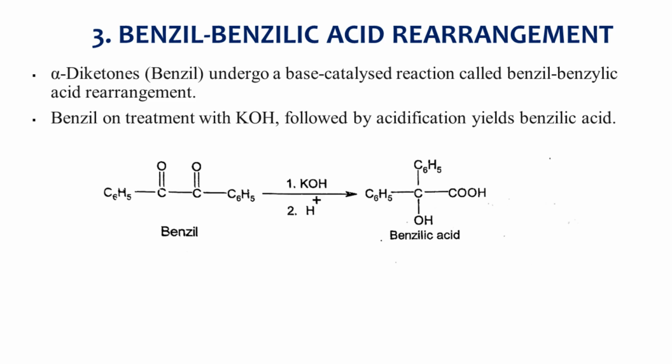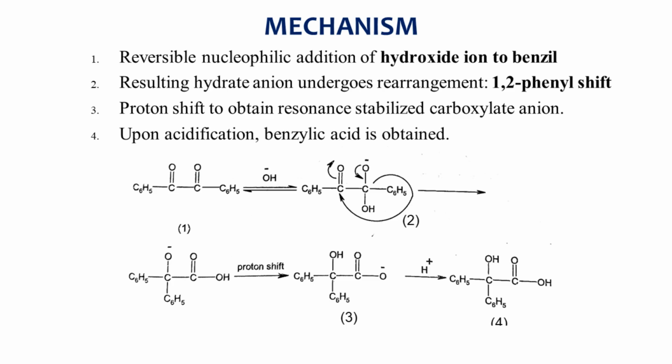The Benzilic Acid rearrangement involves the base-catalyzed reaction of alpha-diketones to form benzilic acid. This reaction is initiated by the addition of a hydroxide ion to benzil. The mechanism involves the reversible addition of a hydroxide ion to benzil, followed by a 1,2 phenyl shift and proton shift to form a resonance-stabilized carboxylate anion, which upon acidification yields benzilic acid.